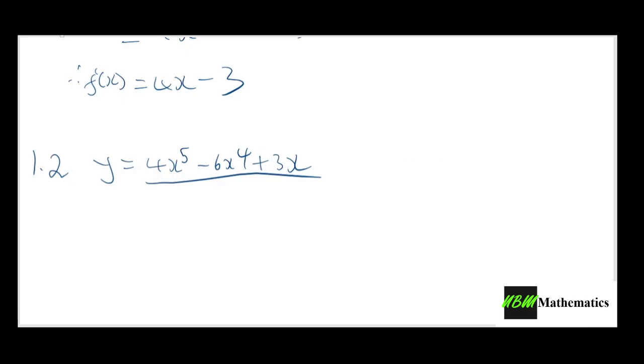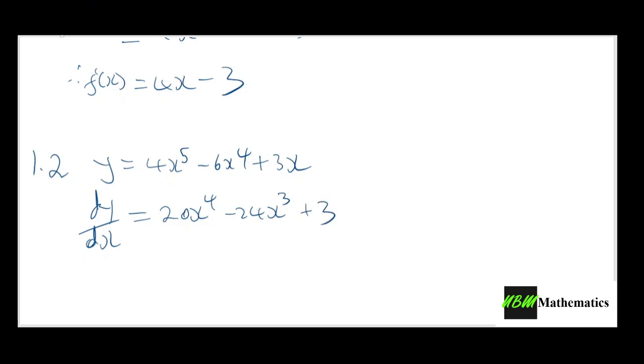Then we can see that each and every term with x is in power form. Therefore, we are ready to differentiate. Now we can find dy/dx. It will be equal to the derivative of 4x^5, which is 20x^4, minus 6x^4, minus 24x^3, 3x plus 3. That will be the derivative for 1.2a.